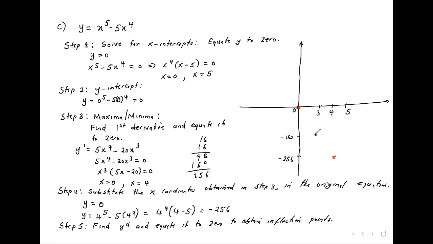So we sketch. Our sketch will go this way, come down, it must delay a bit there, but proceed to the turning point and go like that. It's a graph of this nature.